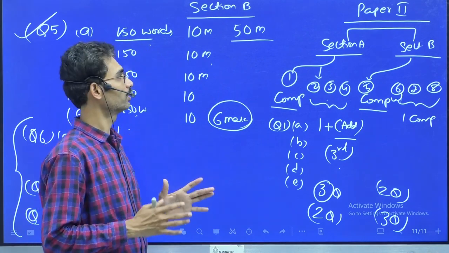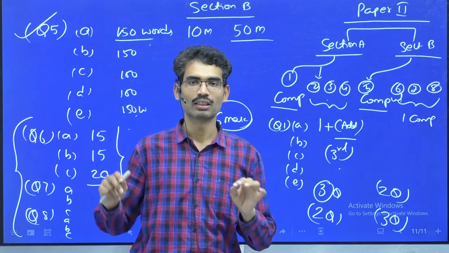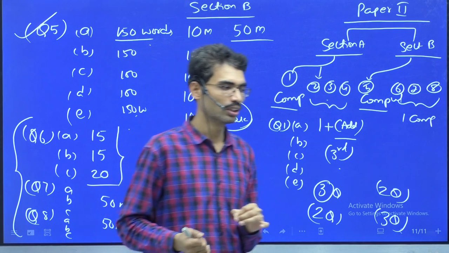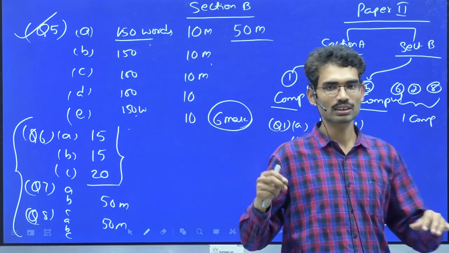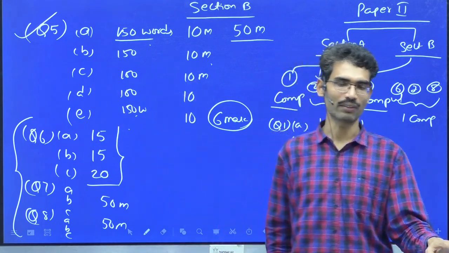paper one and paper two. Marks are allocated properly, proper space is given. Wherever the number of words is there, the number of words is specifically mentioned. You need not worry about it at all. Just observe in the examination hall what instruction is given.